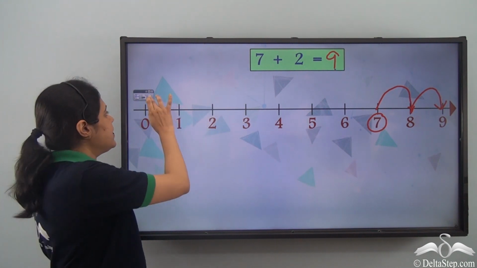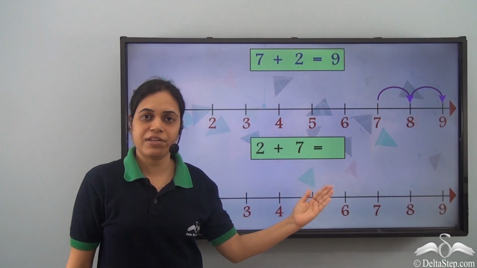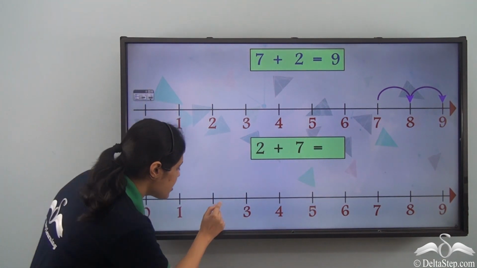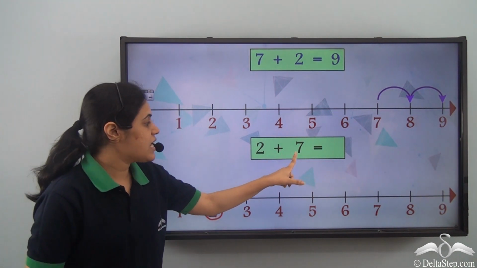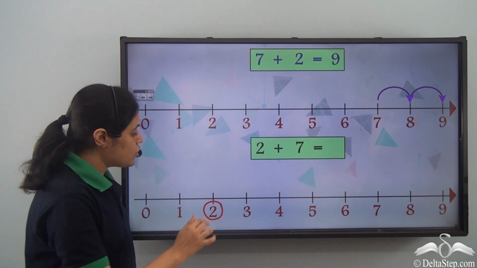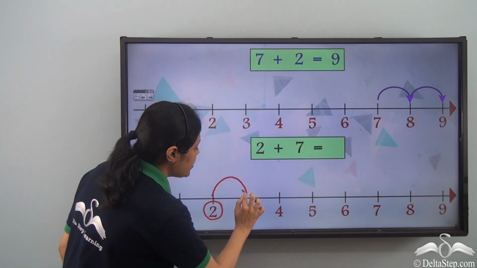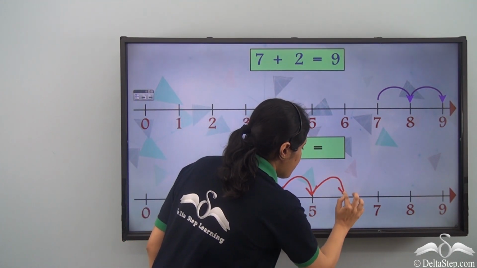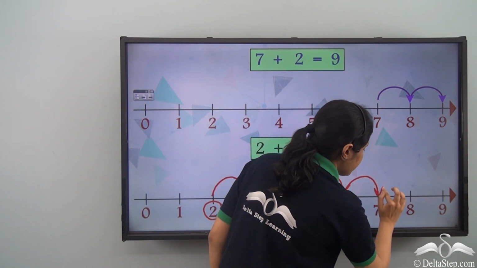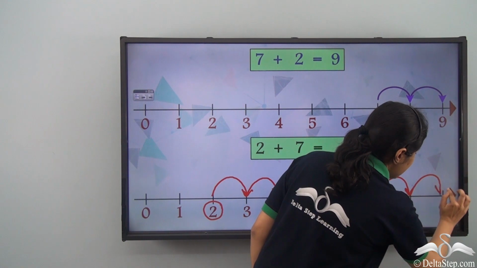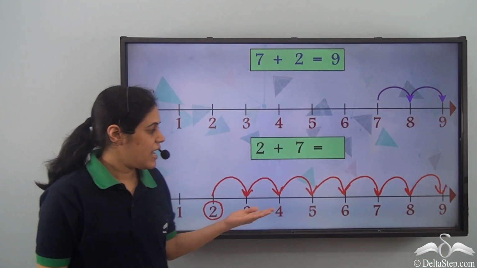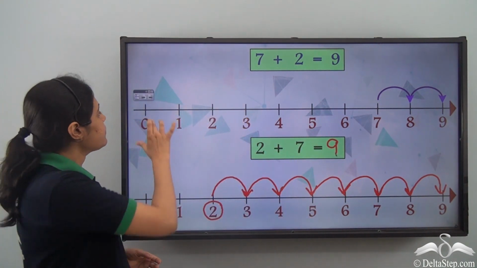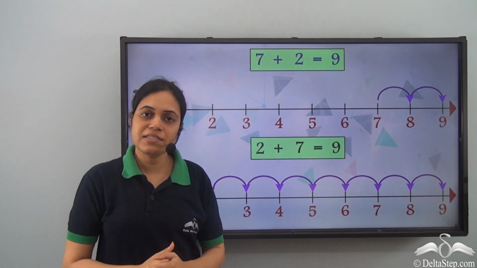But what if I write it the other way round? That is 2 plus 7 instead of 7 plus 2. So now because 2 is written first, I start from 2 and I need to hop 7 times. So let me hop 7 times. 1, 2, 3, 4, 5, 6, 7. I hop 7 times and I come to 9. So 2 plus 7 gives me 9. So once again, I have 9 as the answer.